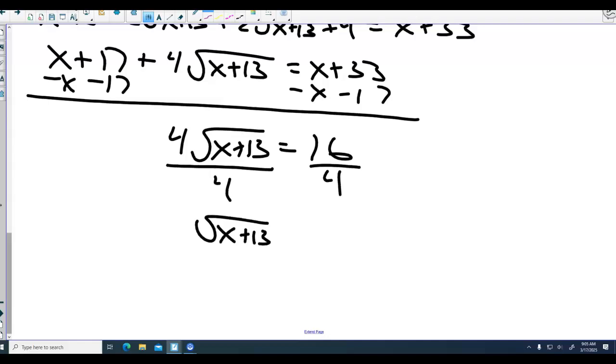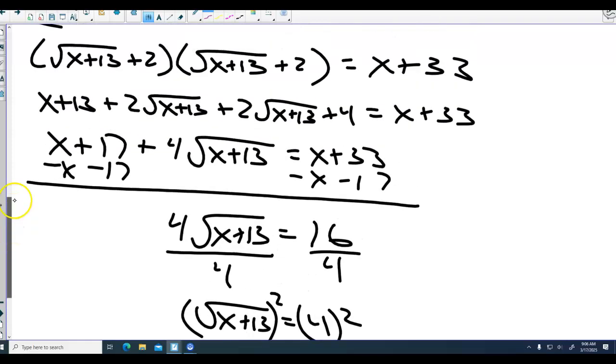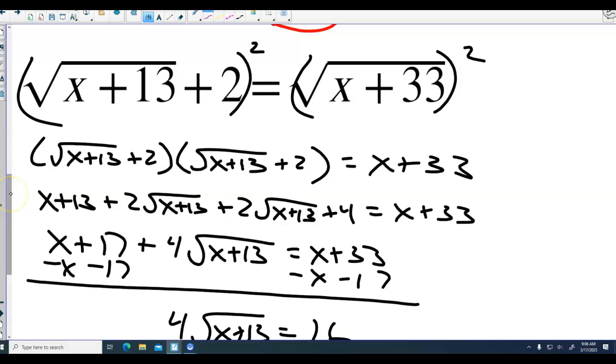Square root of x plus 13 is 4. And we're going to square both sides. x plus 13 equals 16, and my x equals 3. I can't stress it enough. Put it back in. 3 plus 13 is 16. Square root of 16 is 4, plus 2 is 6. 3 plus 33, the square root of 36 is 6. And that is our answer.